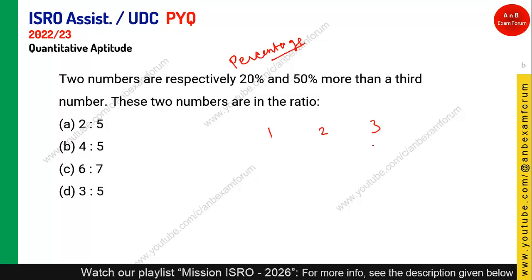I am taking the third number as 100. The second number is 50% more, so 50% of 100 is 50, so it becomes 150. Similarly, 20% more means it becomes 120. So we need to calculate the ratio of these two numbers. You calculate it, it becomes, sorry, 4:5. 3 4s are 12, 3 5s are 15. Okay, 4:5 is the correct answer.